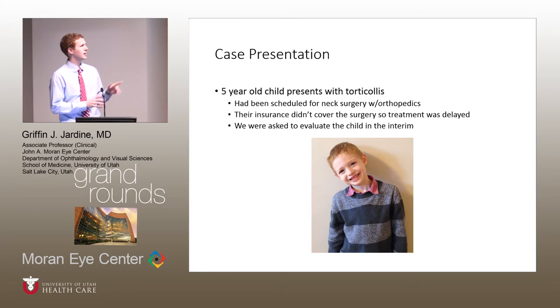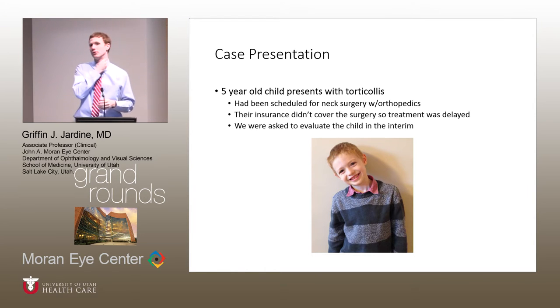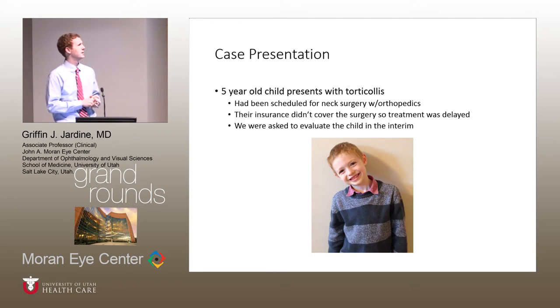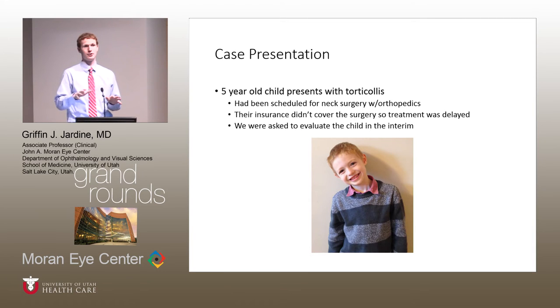A case that I saw about midway through my fellowship, which I thought was quite interesting, is a five-year-old boy who came in with a diagnosis of torticollis and was scheduled by orthopedics for a sternocleidomastoid release because of the torticollis. The insurance delayed or rejected it, it didn't get pre-approved essentially, and so the family came to see us in the interim.